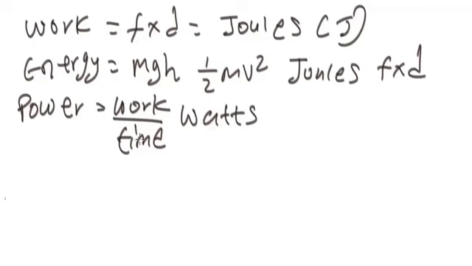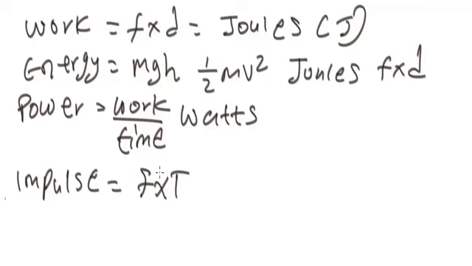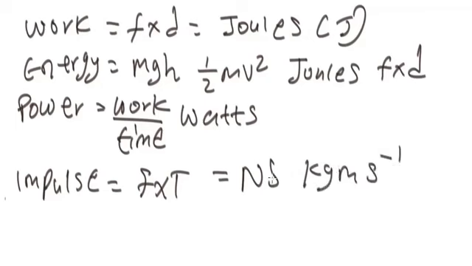Alright, so we also have our impulse. So impulse is calculated using force times time. Okay, so the unit of impulse is Newton second. We can also measure impulse in kilogram meter per second. So any one will work. Okay, so these are the basic derived quantities we have in physics. We have others, but these are the basic ones.